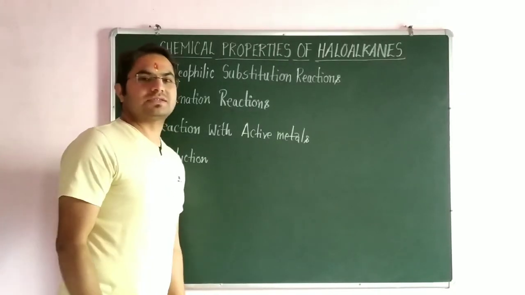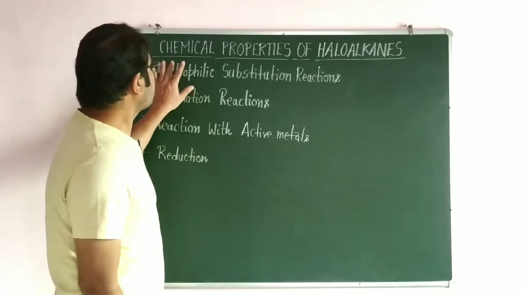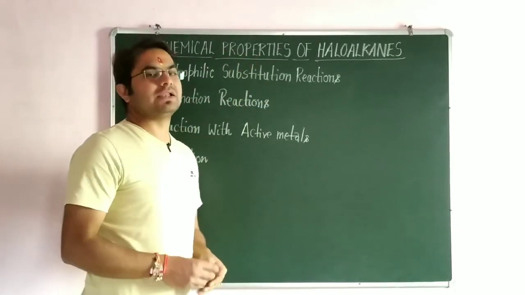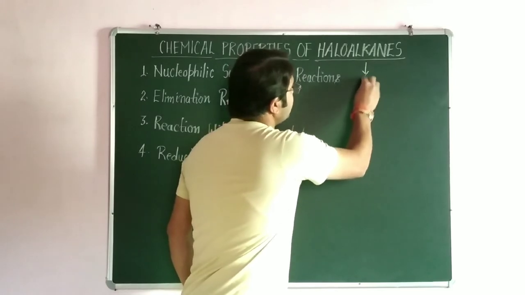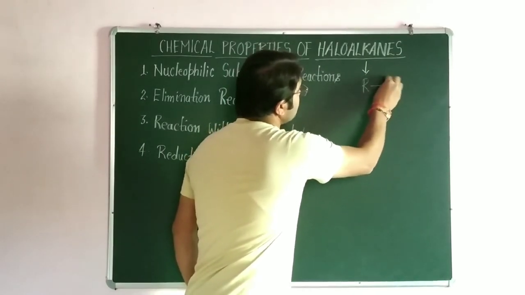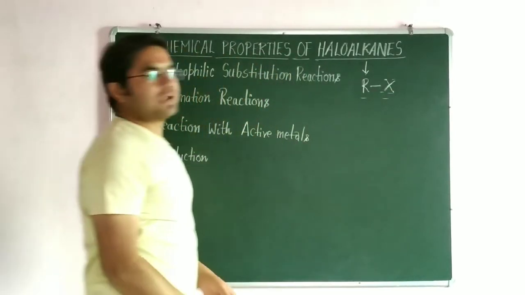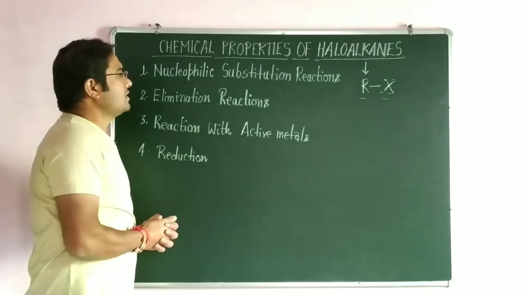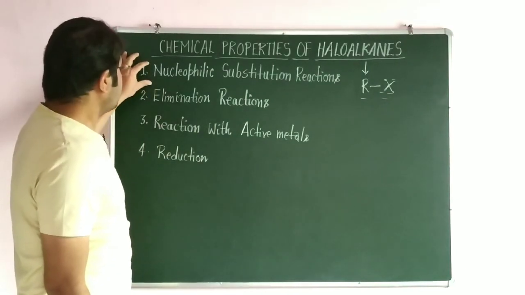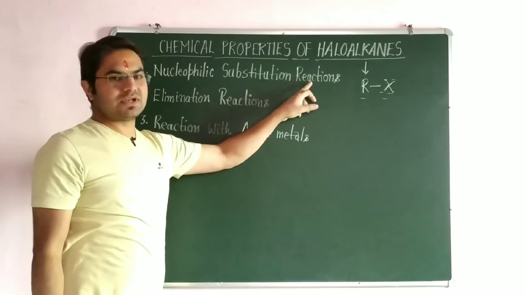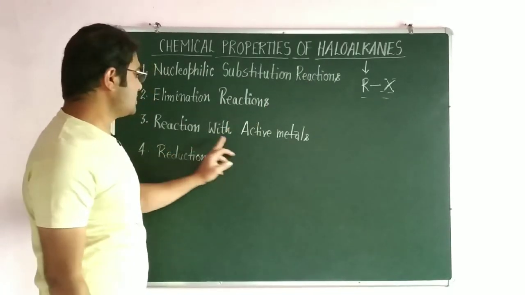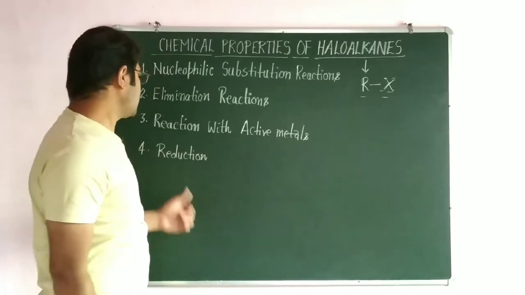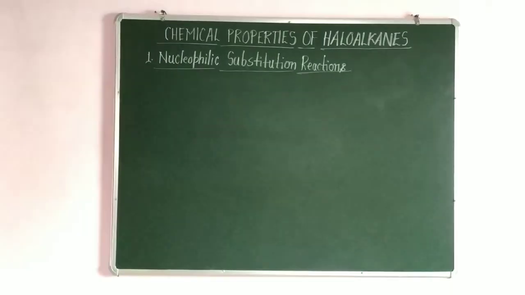Hello students, today I will tell you about the chemical properties of haloalkanes. As we know, the nature of bond present in haloalkane is R-X. So this compound haloalkane gives many chemical reactions. The very first is nucleophilic substitution reaction, second is elimination reaction, third is reaction with active metals, and fourth is reduction method.